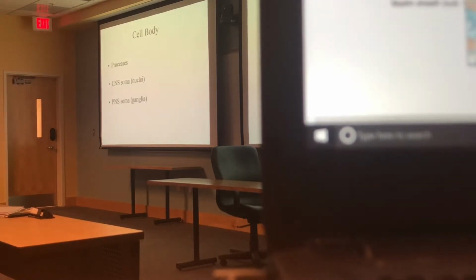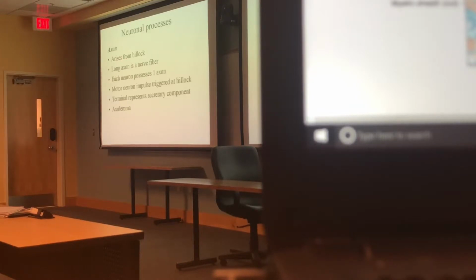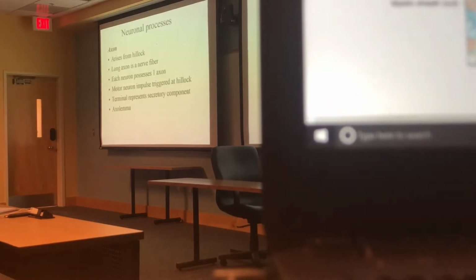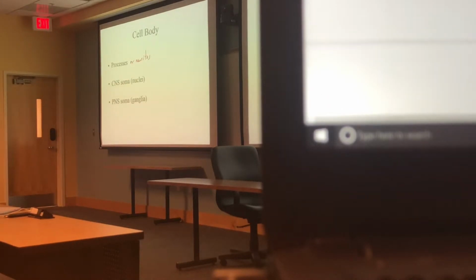Now, the cell body, folks, has processes, or they also call these neurites. What are the processes with regard to the neuron? You have an axon, and you have your dendrites. So the processes, or neurites, include the axon and the dendrites. Think of dendrites as little branchings, that normally branch.